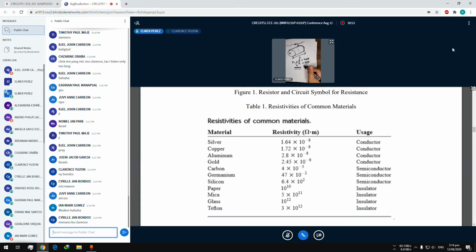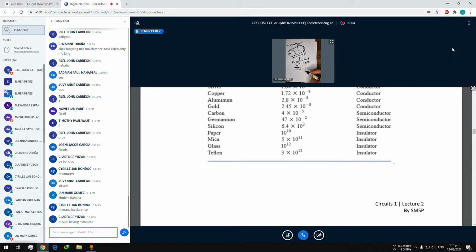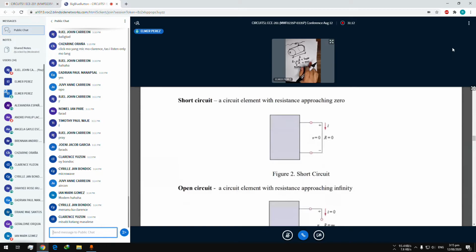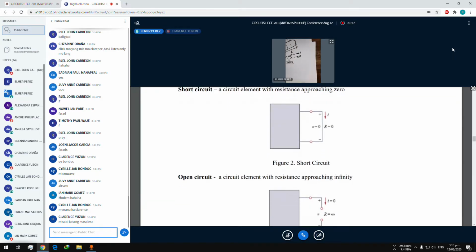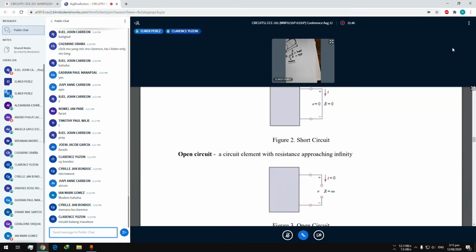Okay, so that's our formula for resistivity. The temperature isn't included here, since resistance and resistivity change with temperature. Let's not make it difficult. Okay, this is just a review: short circuit and open circuit. When a circuit element has resistance approaching zero, it's shorted, or you joined the two conductors together. We call it a short circuit. An open circuit has no flow of current, or its resistance approaches infinity. Zero resistance is a short circuit; infinite or very high resistance is an open circuit.